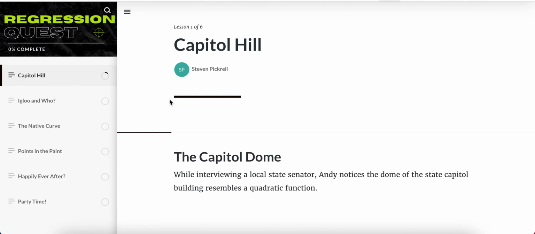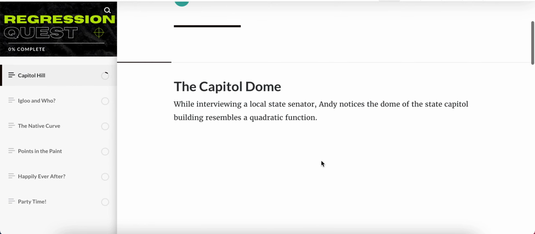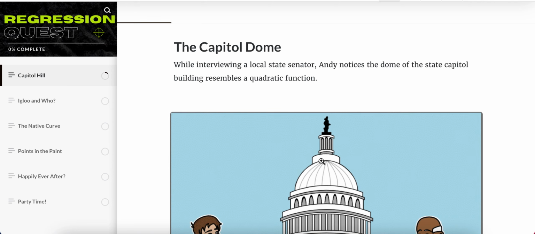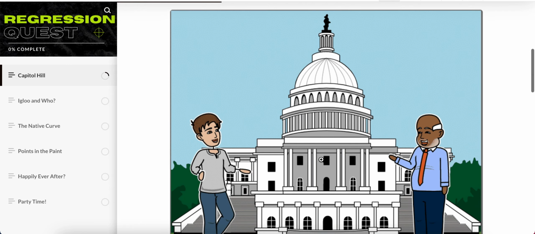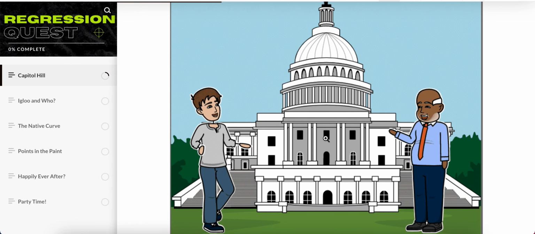Of course, this is a game. And so the first question here is Capitol Hill. This is all about a student named Andy that these students are essentially following through these processes. And he's meeting a local state senator, but he notices that up here in the Capitol Dome, this Capitol Dome shape right here is in the shape of a parabola, or what we would call a quadratic function.